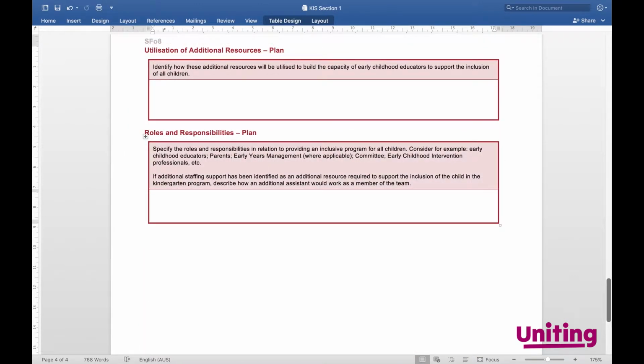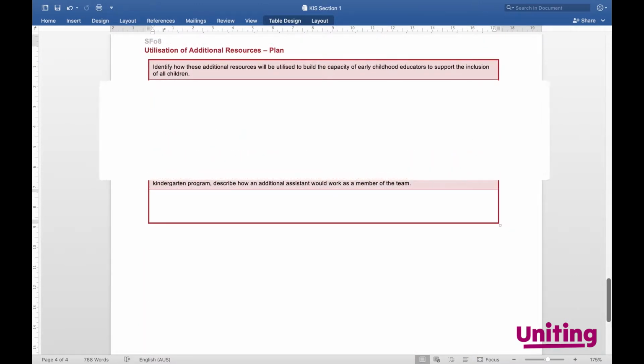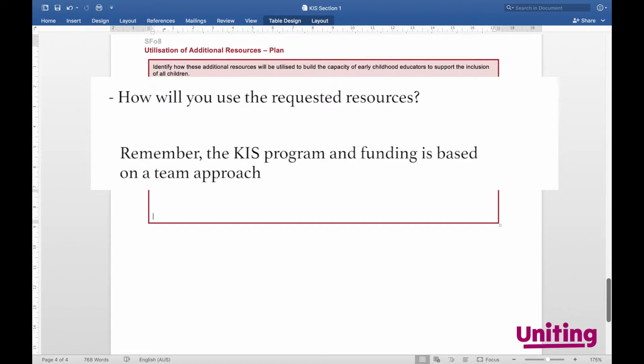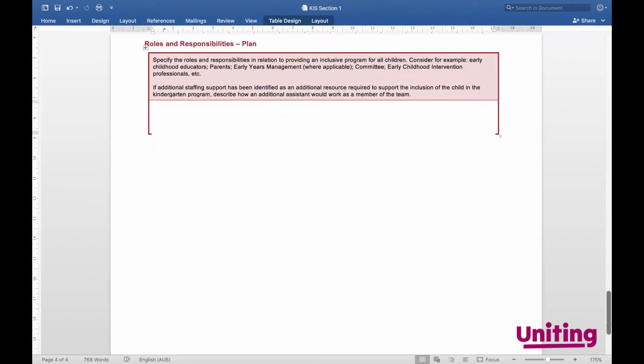Utilisation of resources. Identify how you will utilise the requested additional resources. This could include some examples of how the team will work together along with the additional assistant and/or specialist consultant. Please avoid writing lists that say the additional assistant will. Always keep in mind that the KIS program and funding is based on a team approach. Roles and responsibilities.